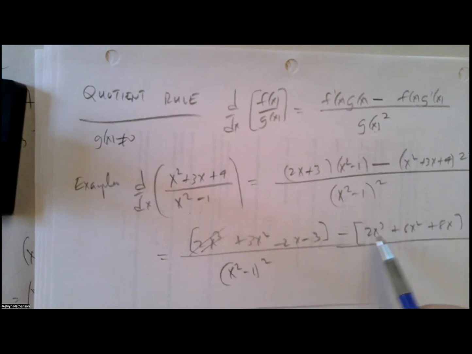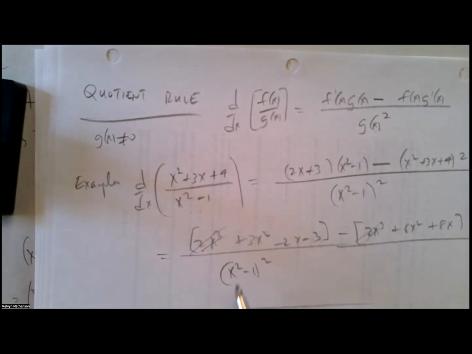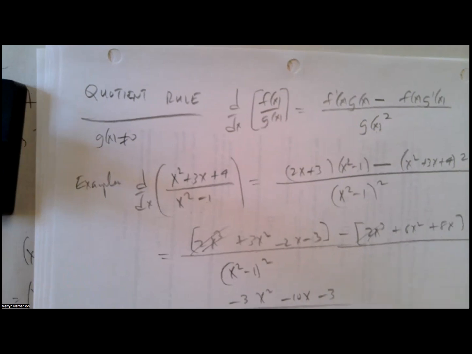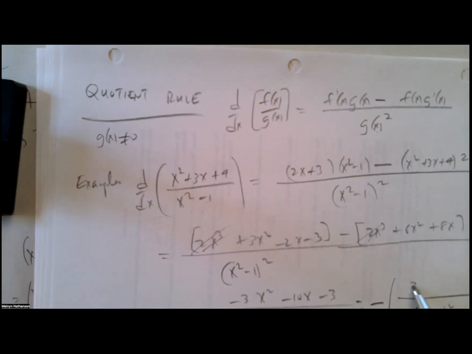So it looks like the 2x cubes cancel. 3x squared minus 6x squared is minus 3x squared. Minus 2x minus 8x is minus 10x minus 3. Or if you like, let's take out the minus sign. This is minus 3x squared plus 10x plus 3 over x squared minus 1 squared.